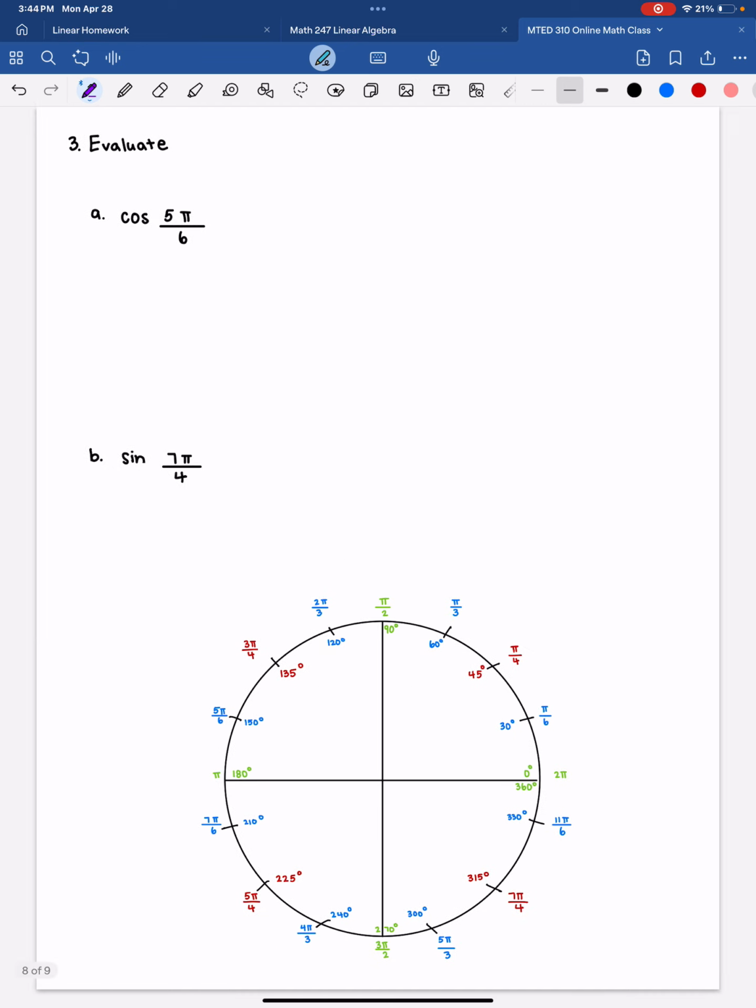Now we're going to go ahead and be evaluating the following functions. Cosine is, if you can't remember, go ahead and look back at the first slide. But cosine is adjacent all over hypotenuse. And where is 5 pi over 6 located, you may ask? It is in the 2nd quadrant.